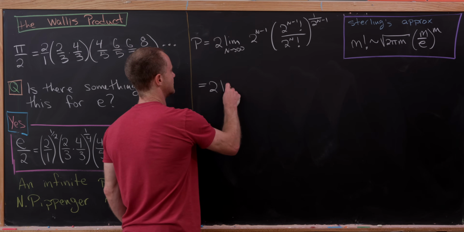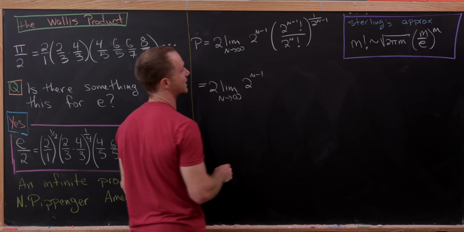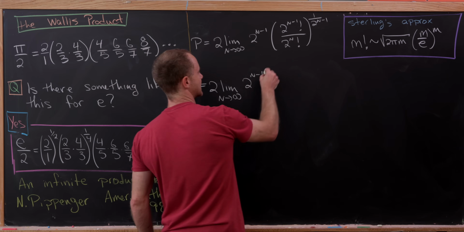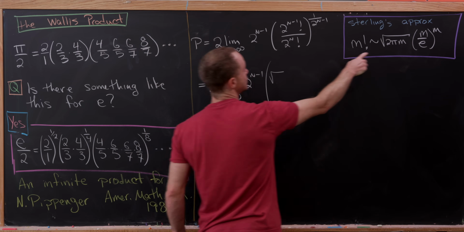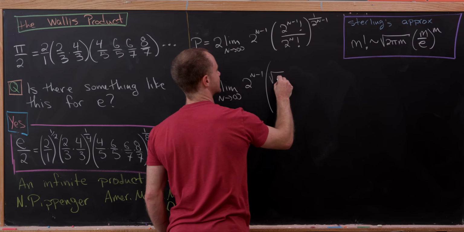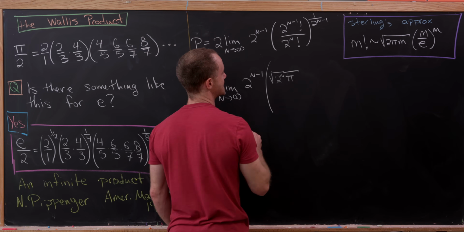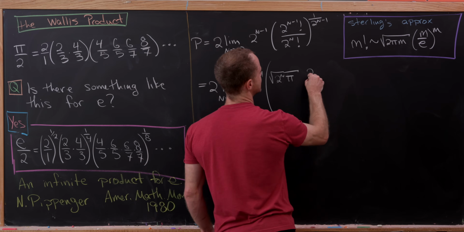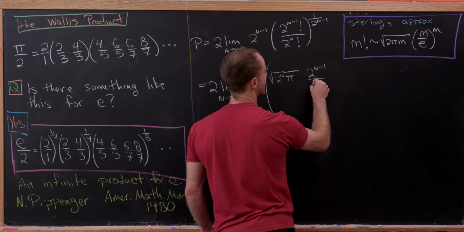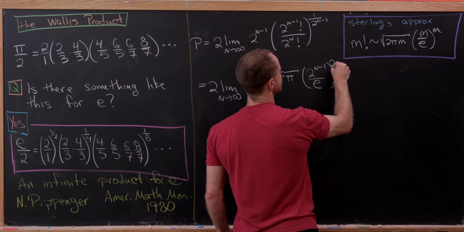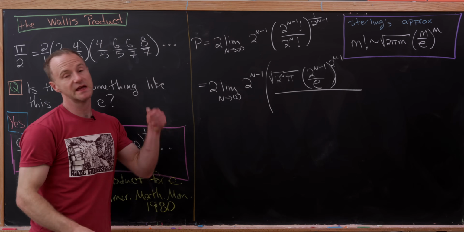So now we'll have 2, and then the limit as n goes to infinity, we have this 2^n minus 1 term. And then we can replace this with the square root of 2 pi times 2^n minus 1. So that'll give us 2^n times pi. And then we'll have (2^n minus 1 over e), and then all of that is raised to the 2^n minus 1. So that's just using Stirling's formula where m is 2^n minus 1.